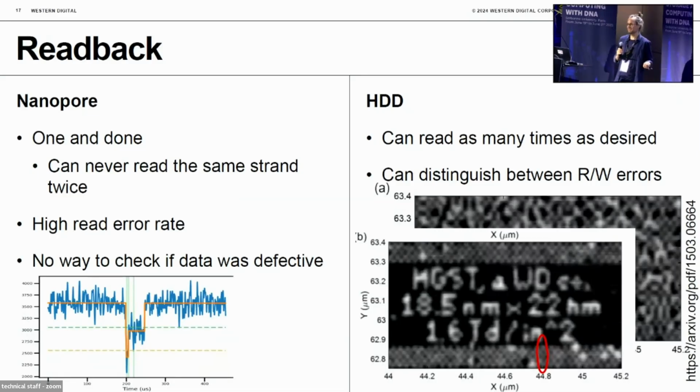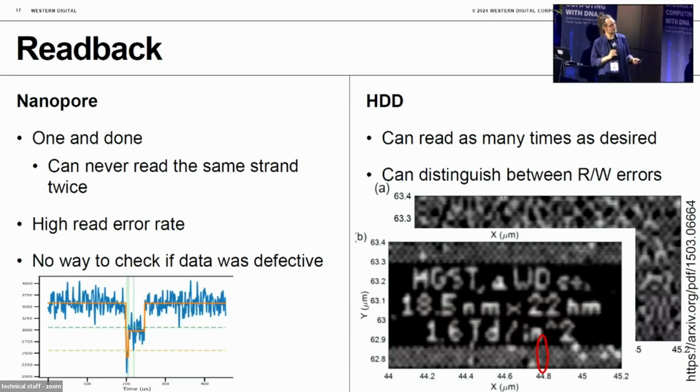Combined with the error rate, it makes life kind of difficult. In the hard drive, it's very different. No, we can read as many times as we want, and we can read before we write. So in the back here is a read of a pristine disk.